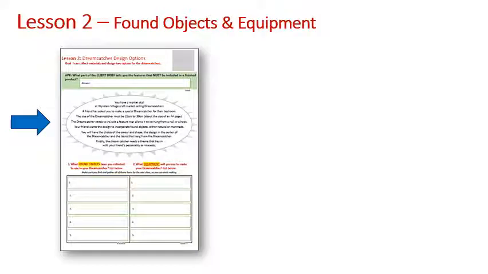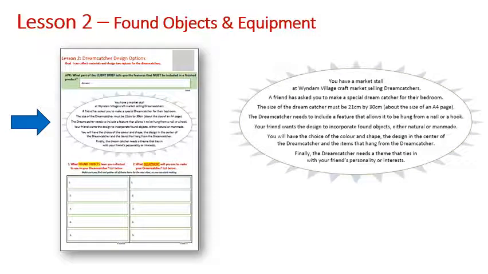Okay, if we look down below, I've put in the client brief again, and have a look at the client brief. In the client brief it says that your friend wants your design to incorporate found objects, and they can be either natural or they can be man-made. Now found objects are simply that, they're found objects around the house.